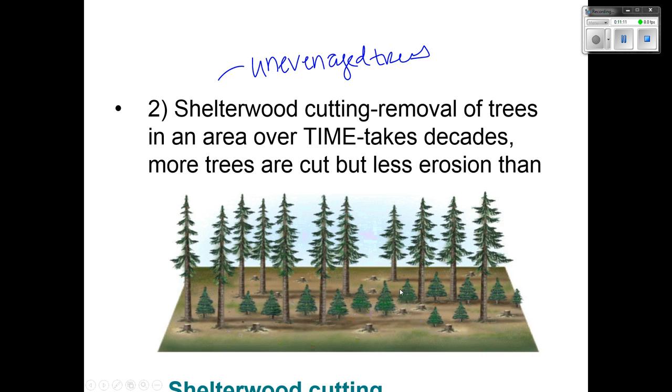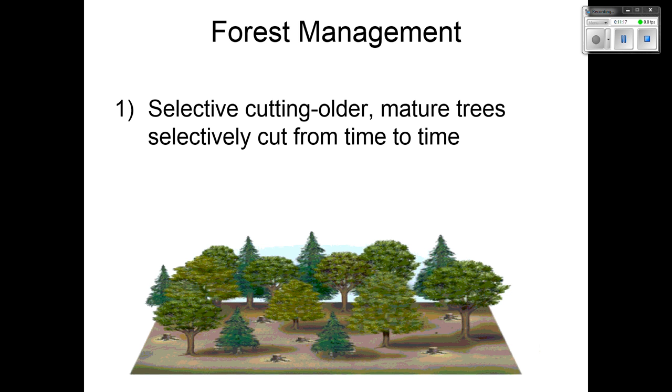And then selective cutting is the least profitable for a timber company. This is when you have a timber company that basically leaves the forest intact, and they only remove mature trees from time to time. So obviously, if you own a company, you're not going to want to do this because it's going to take a lot of energy and time for you to go into a forest and remove just a few trees. So this one is not practiced very often, but obviously it would be the best for the environment.